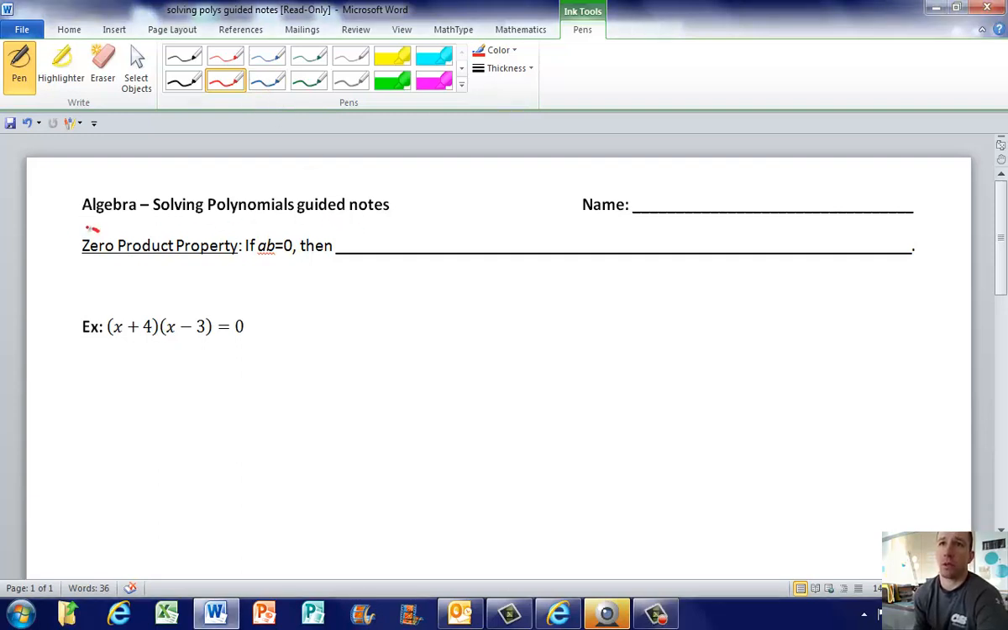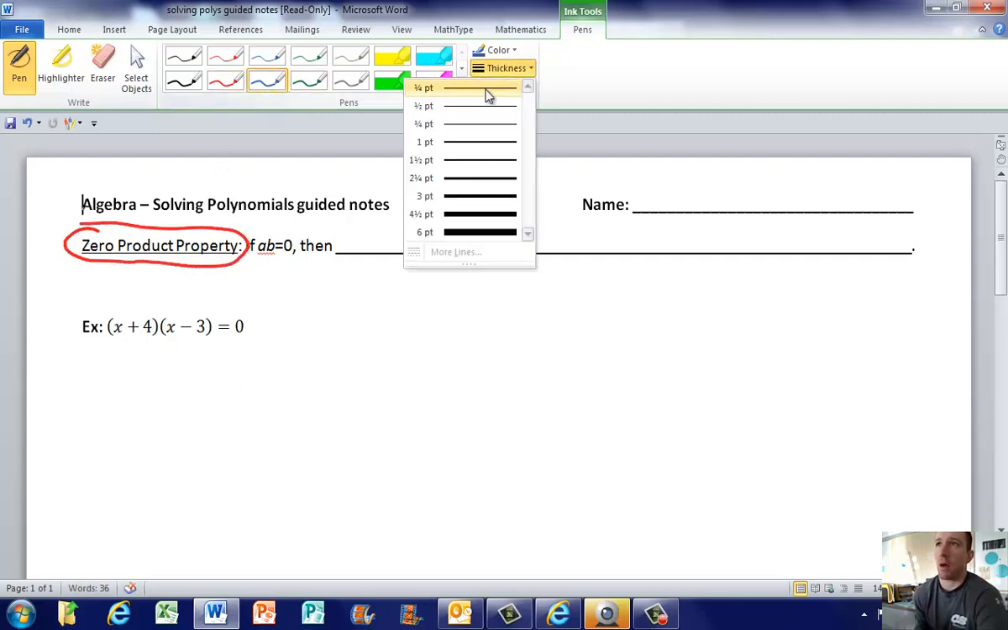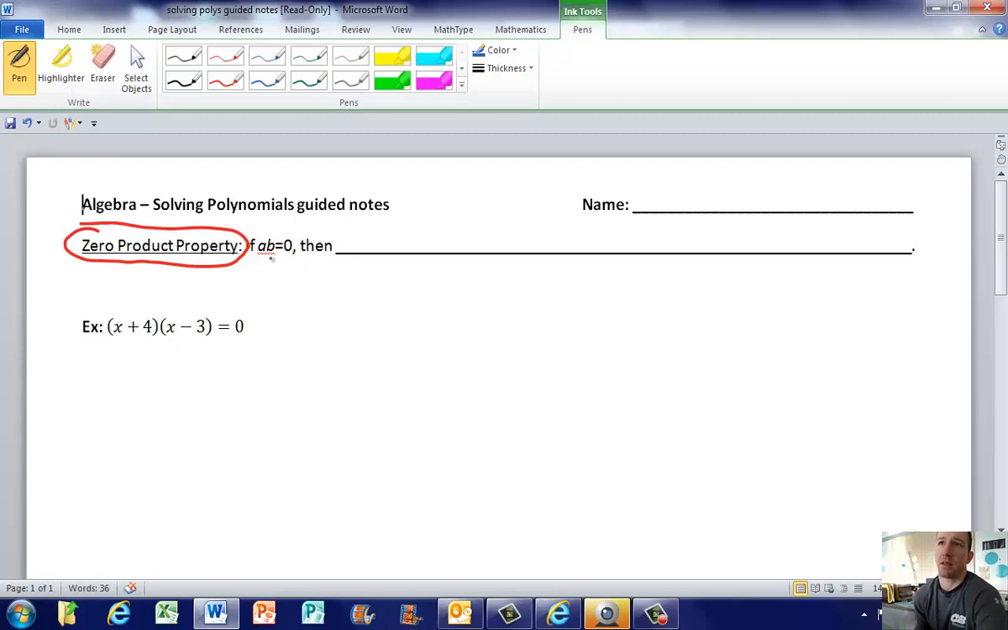Today we are solving polynomials using the factoring method. In order to do this, we use a property that we call the zero product property. What this property basically says is if a times b equals 0, then two things must be true. A has to be equal to 0, because if a is 0, 0 times b would equal 0. And also, b must equal 0, because a times 0 would be 0.